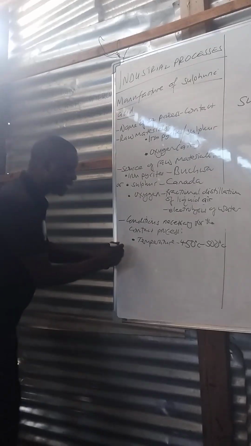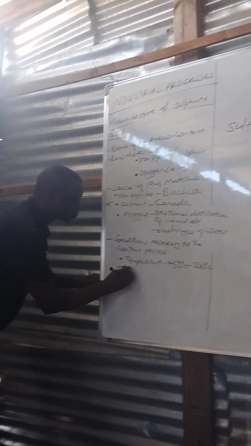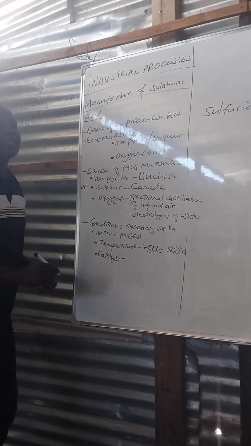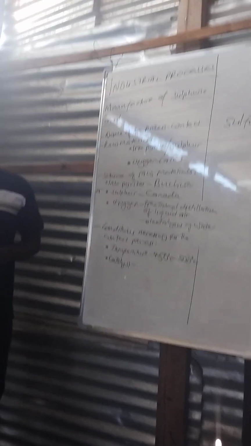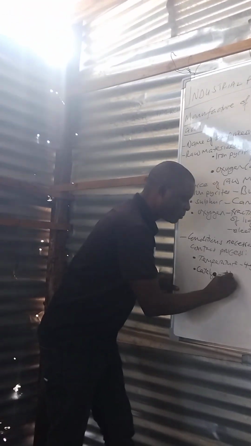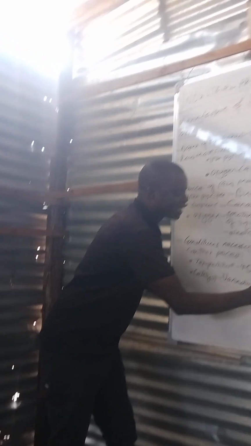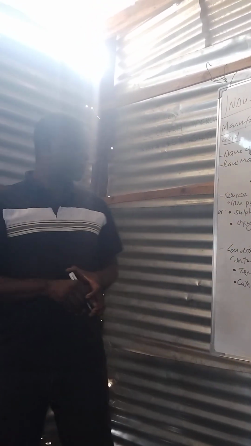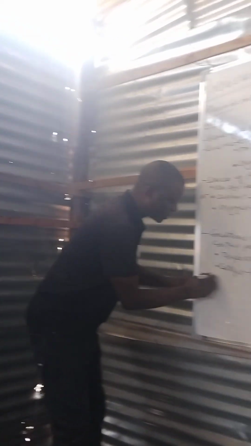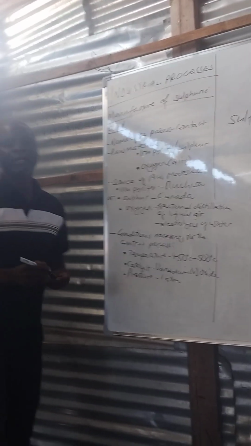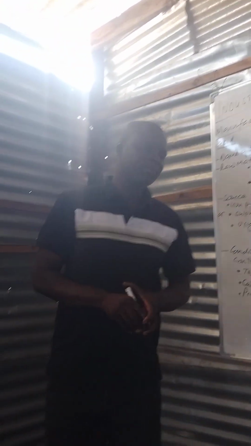Then the catalyst. What is the catalyst? Vanadium(V) oxide, also called vanadium pentoxide, but penta means 5. Then the pressure. It is usually 1 atmosphere. Those are the conditions.